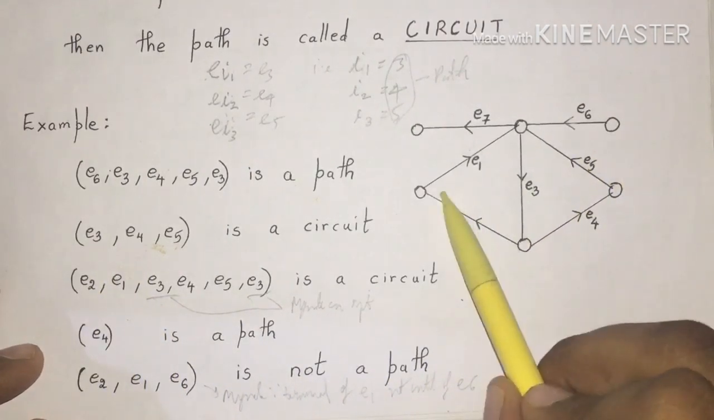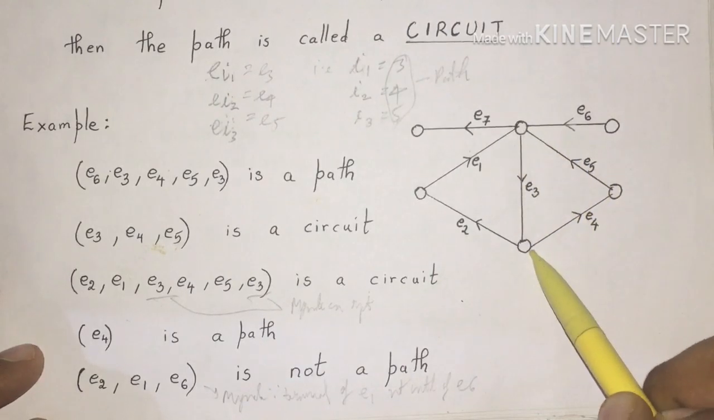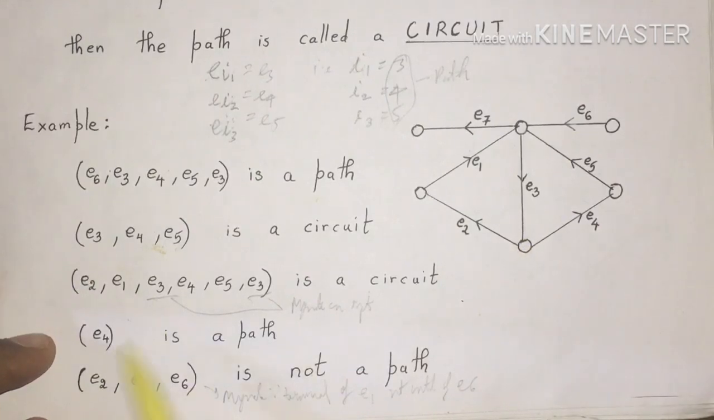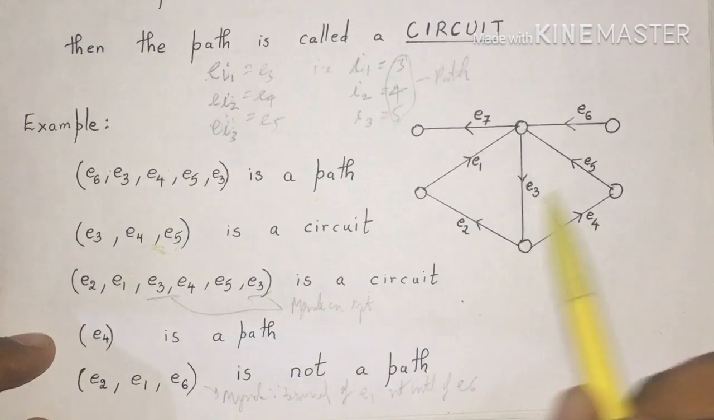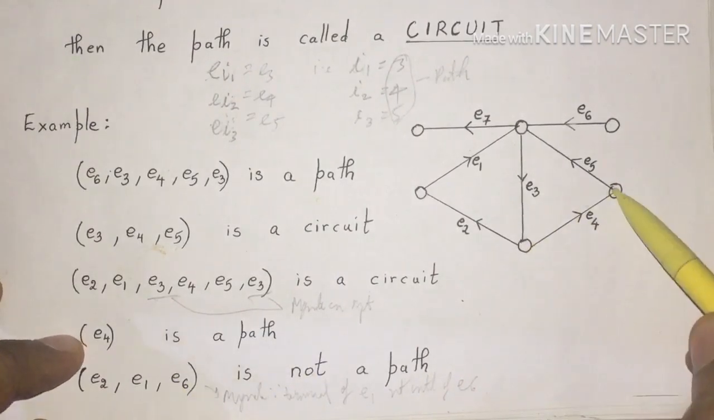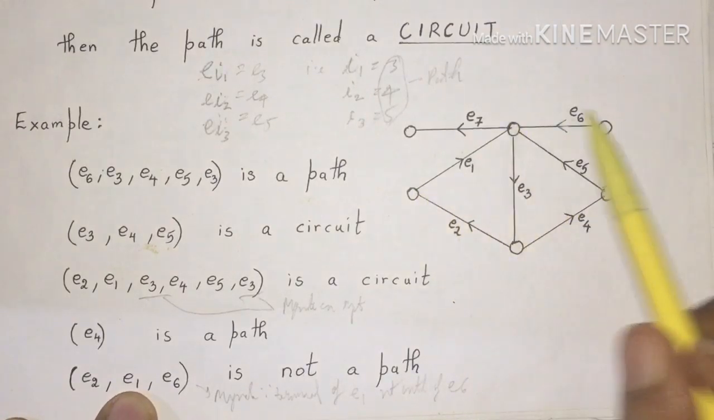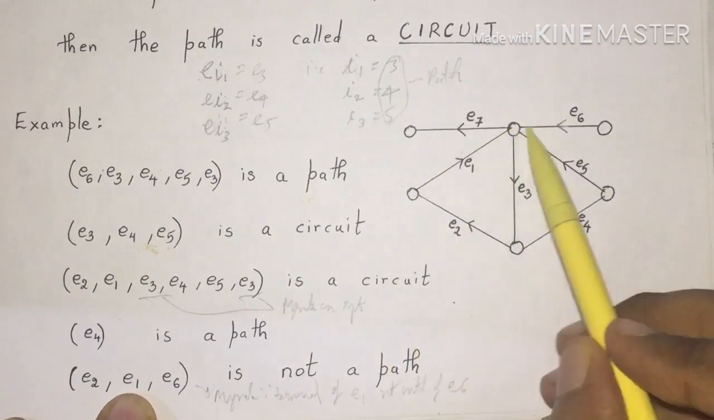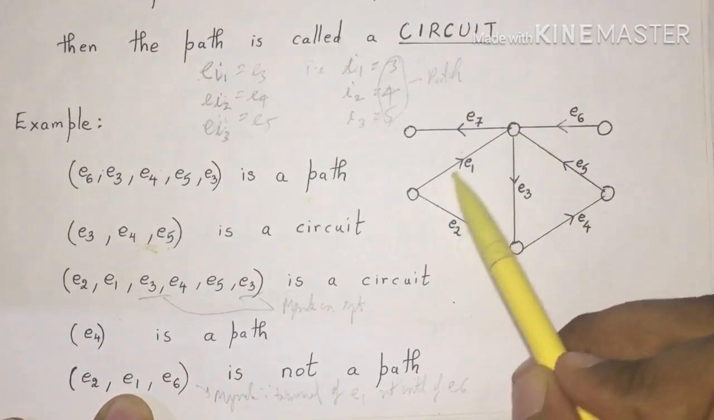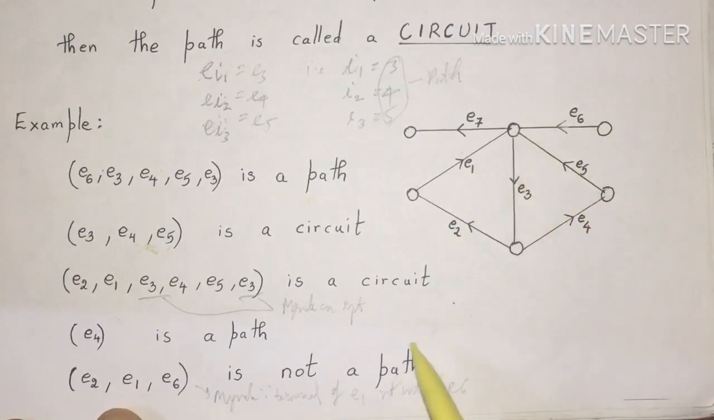E2, E1, E3, E4, E5, E3 is a circuit. As you notice, we return back to the first vertex. E4 is a path. Basically, this is the simplest path possible. E2, E1, E6 is not a path, as if you notice, the direction is opposite. Hence, the terminal vertex of E1 is not the initial vertex of E6. Hence, this won't be a path.